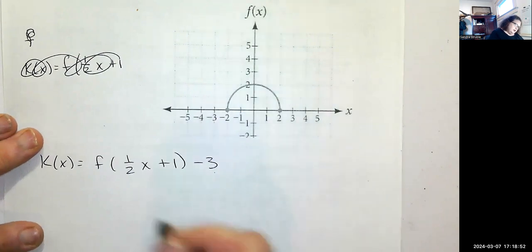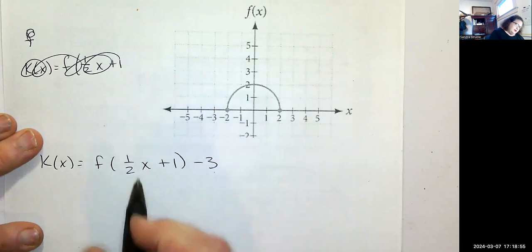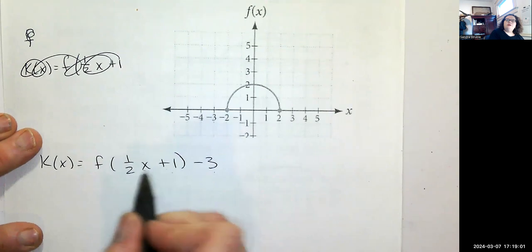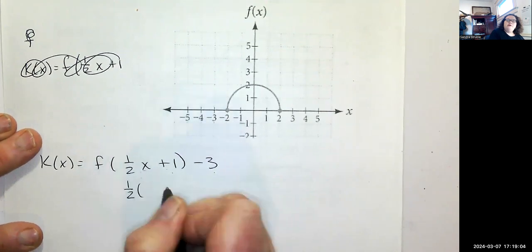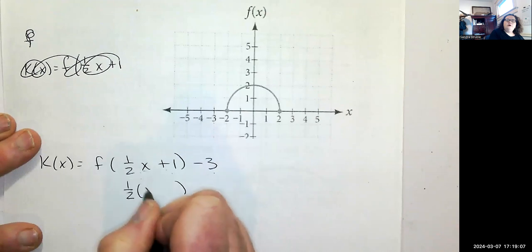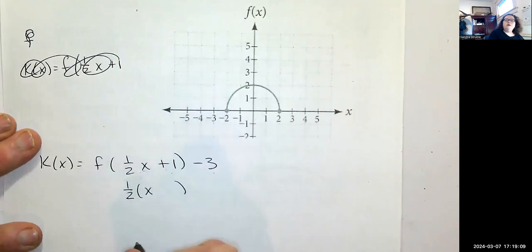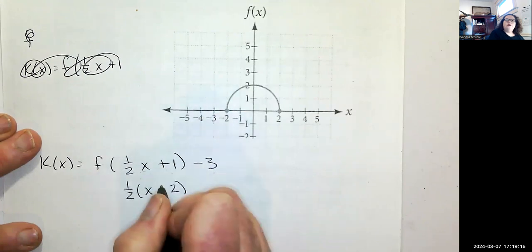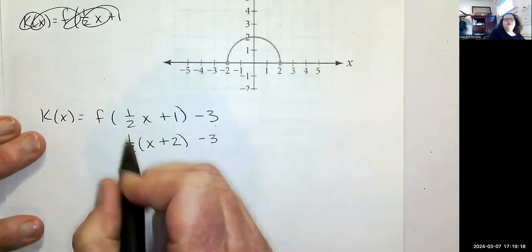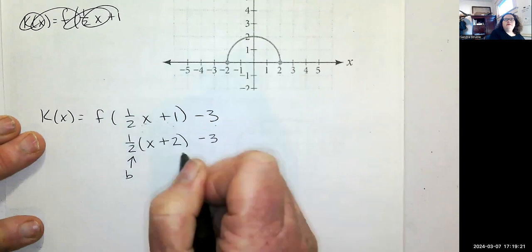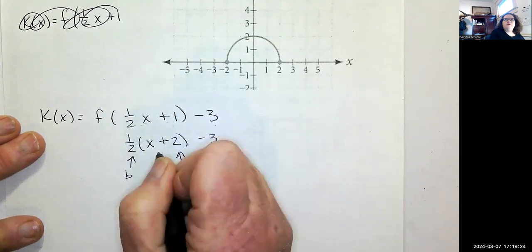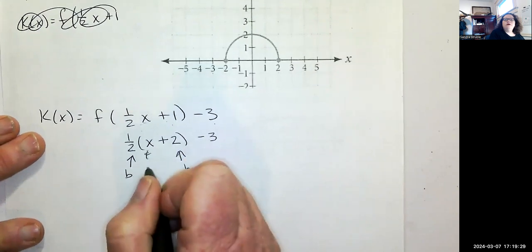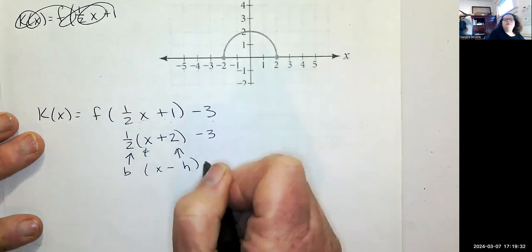So let's look at each of these. This is my b, but I need to factor it out of this binomial. I need to pull it away from these two numbers. So half times 1x is 1/2 x. And then half times what is 1? A half times 2. 2 times 1/2 is 1. All right, so this is my b. This is my h. Remember, it's x minus h. I should write it like that. So b, x minus h, and then minus 3.